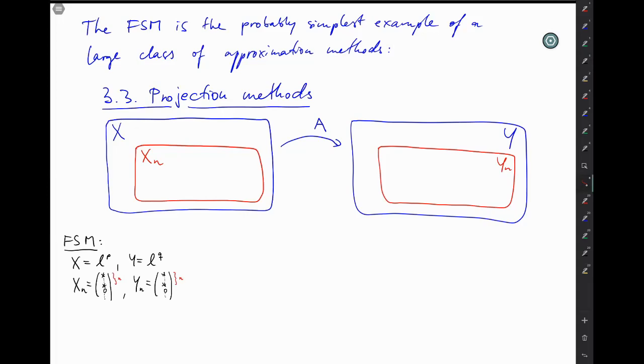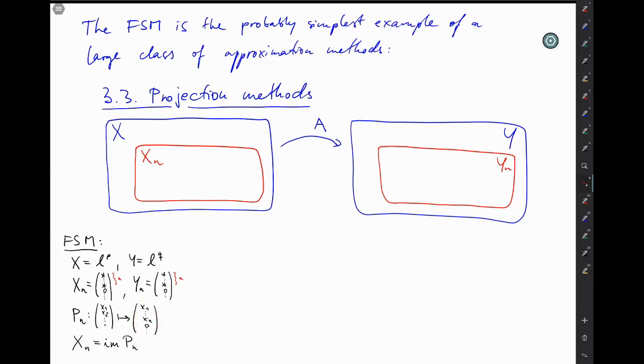And then we have these projections Pn that take an infinite vector from X and truncate it so that only the first n components remain and the rest becomes 0. So that your space Xn is just the image of that projector Pn.